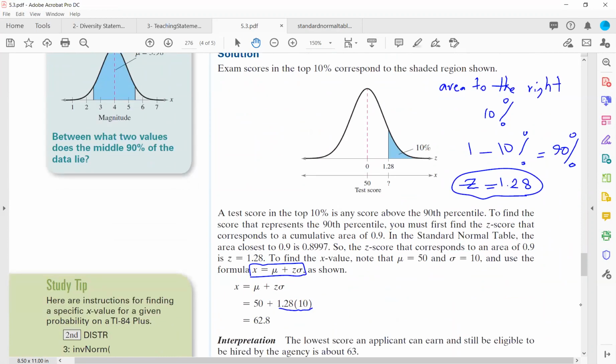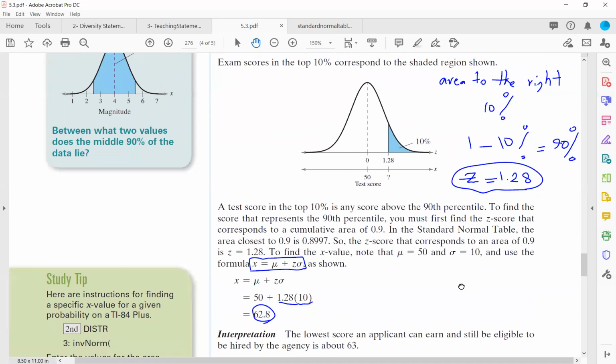First, multiply 1.28 by 10, which is 12.8. Add it to 50. X is equal to 62.8. The lowest score an applicant can earn and still be eligible to be hired by the agency is 63.